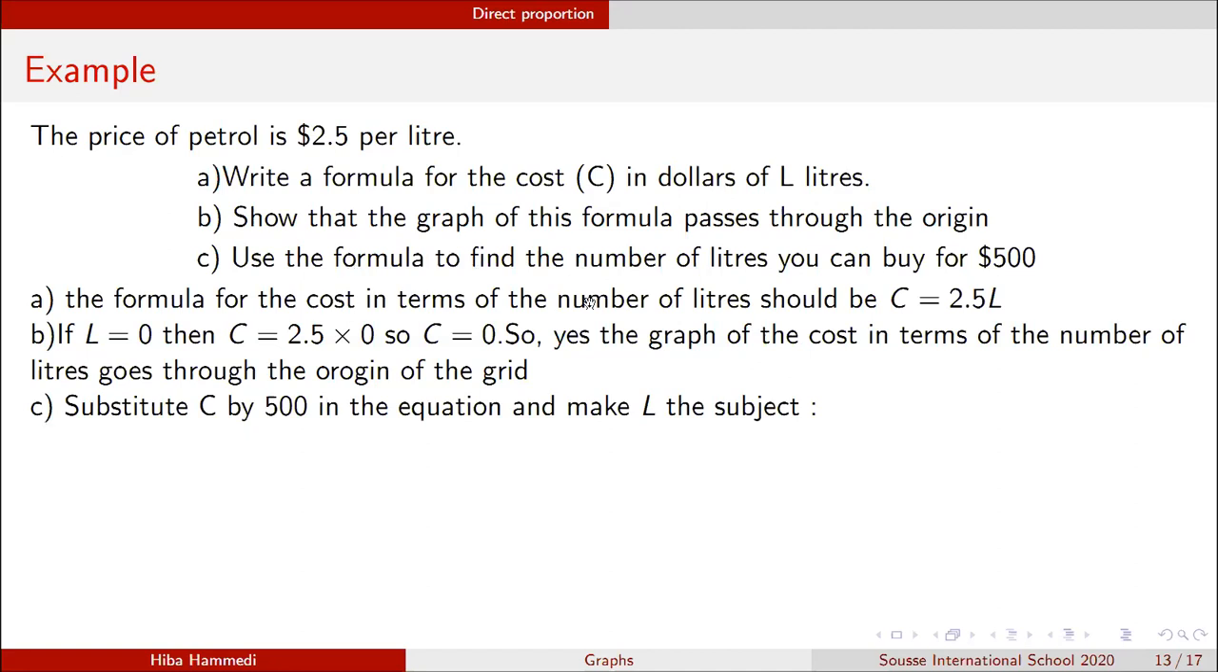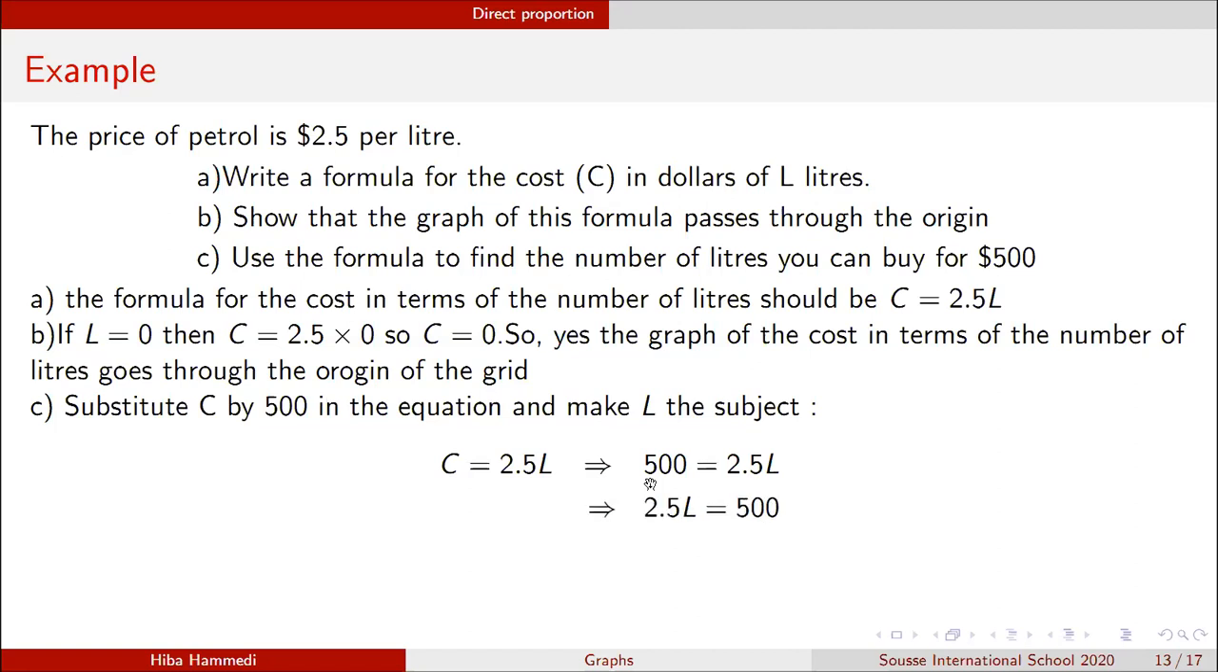Now they ask you to find the number of liters that you can buy with $500. It means that the cost is equal to 500, and you need to solve the equation and change the subject of the equation. So I will start by writing the equation like that. C is equal to 2.5 times L. And I will substitute C by 500. So 500 is equal to 2.5 times L.